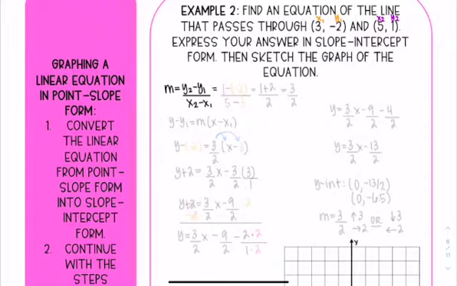And so y2 minus y1 is going to be 1 minus -2. And then in the denominator, we've got x2 minus x1. Well, x2 is 5, and x1 is 3. And so on the top, I have a double negative, which turns into 1 plus 2. And 5 minus 3 is just 2. And so we end up with 3 over 2.